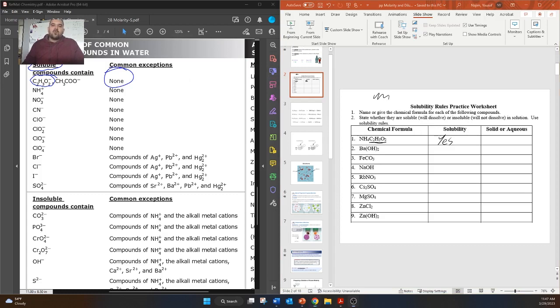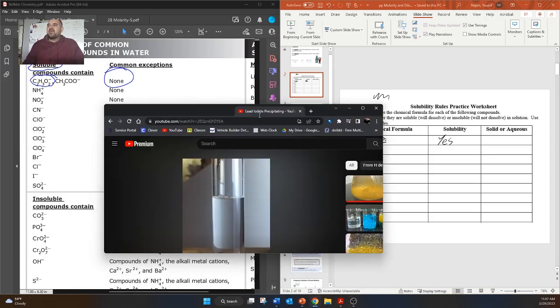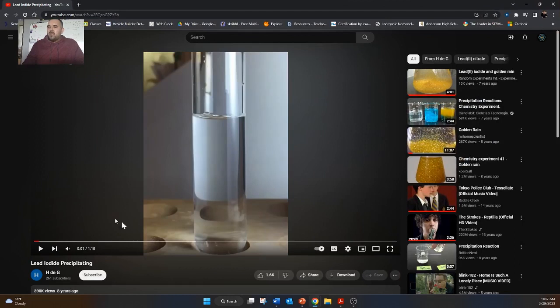So before we move on, what I want to show you guys is an example of something that will not dissolve in solution. Over here, what we have is lead iodide precipitating. What you see is we have a clear aqueous liquid here at the bottom, and then we have a clear aqueous liquid at the top. When we mix these two, watch what happens.